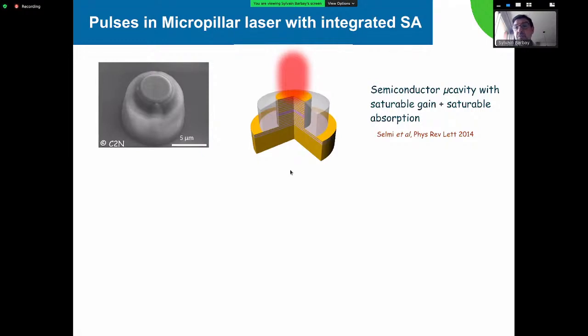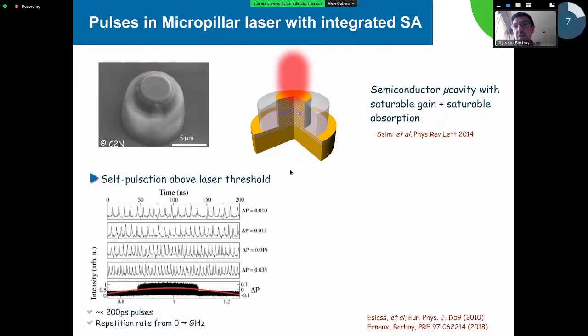Okay, so the system we are using at C2N is a micropillar laser with an integrated saturable absorber. I have no time to describe the structure fully, but you have a microcavity which embeds a gain section and a saturable absorber section, which is pumped optically and emits at about 980 nanometers. You have a SEM picture on the left. The pillar itself is about 5 microns in diameter, and it's covered with a silicon nitride layer for protection and also for passivation and heat removal.